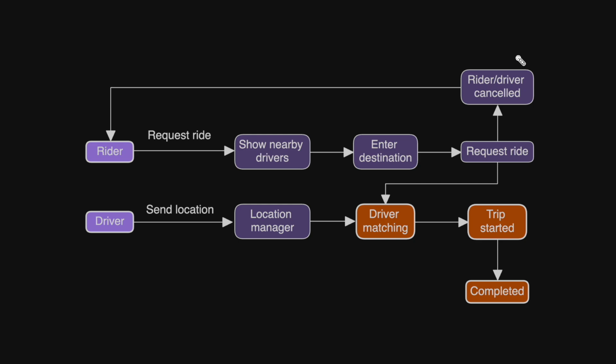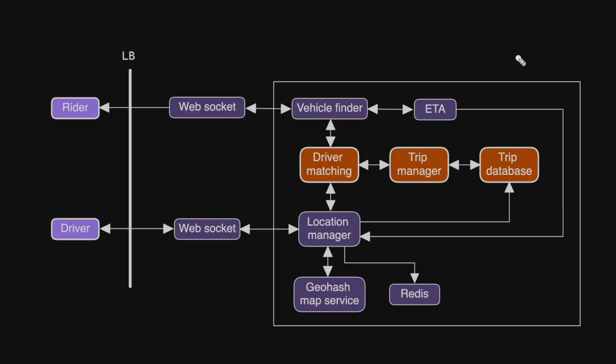Now let's extend our diagram and add more components. As you can see, we still have two main workflows, but now you can see three different components that connect our main workflow of the rider and driver. We have a driver matching service that connects and matches the rider with the driver, creates a trip, and updates the trip until it's marked as completed or canceled.